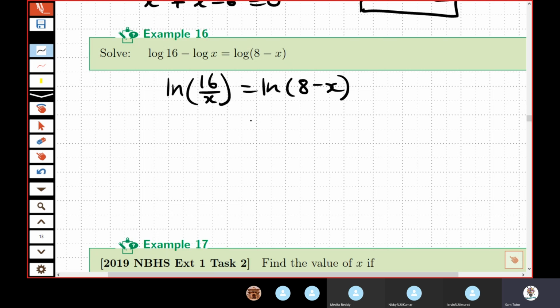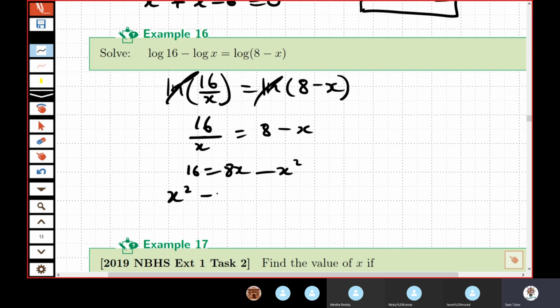And then what do you do now? You cancel out the logs. Bang, bang. What are you left with? 16x over 16x equals 8 minus x. Yep, and then what do you do next? It's back to term 1, back to year 10, whatever. Don't stress. Take the x to the other side. Yes. Then bring everything to one side.